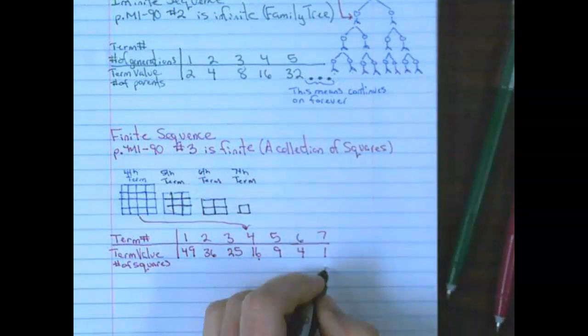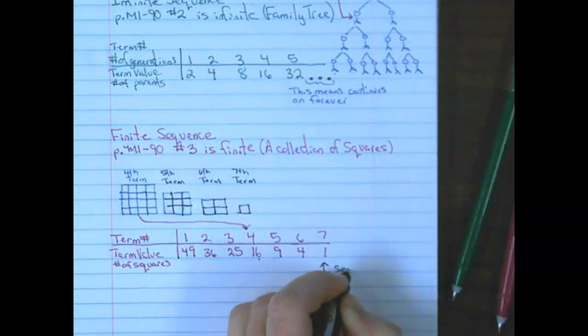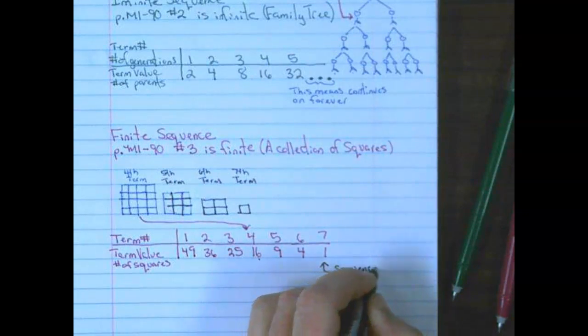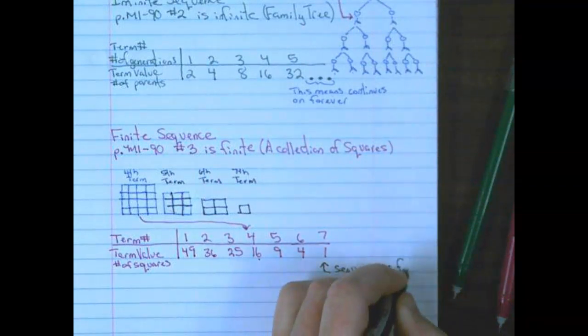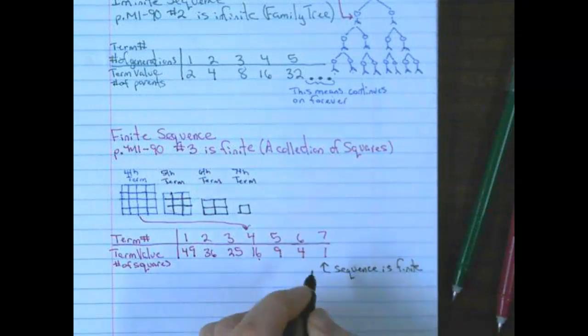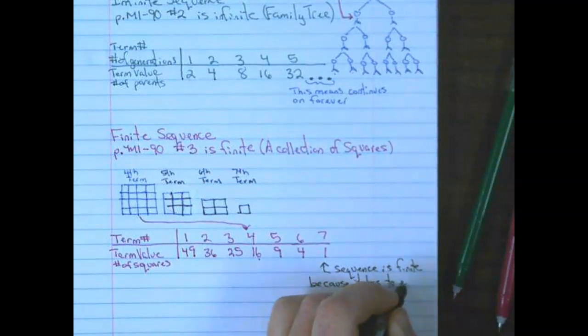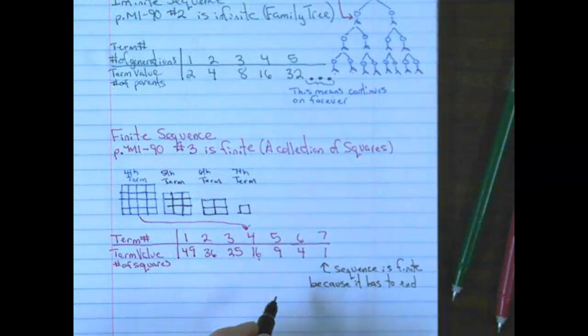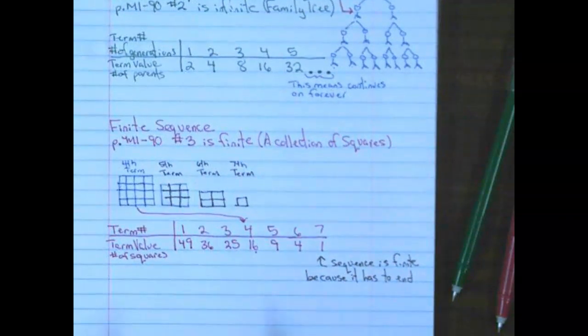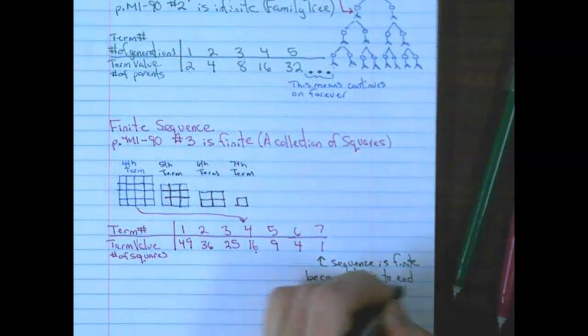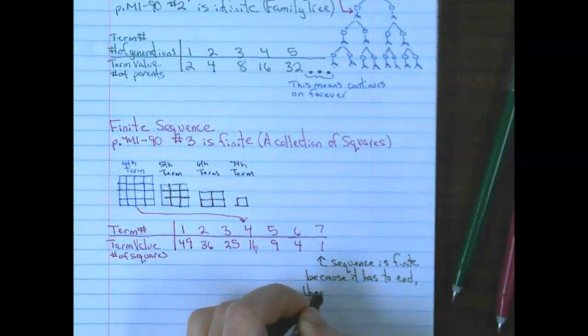So I'm just going to write down here that the sequence is finite because it has to end. And that's what I mean by looking at the problem situation to decide whether it's finite or infinite, if the 3 dots aren't there. I'm going to say there can't be less than 1 square.